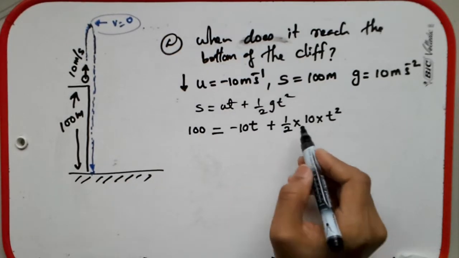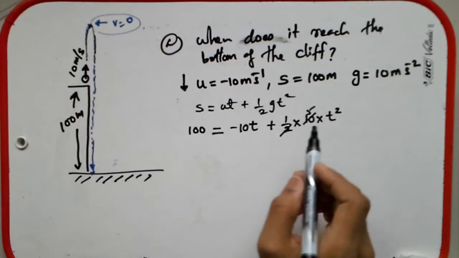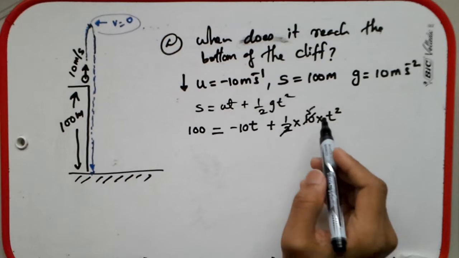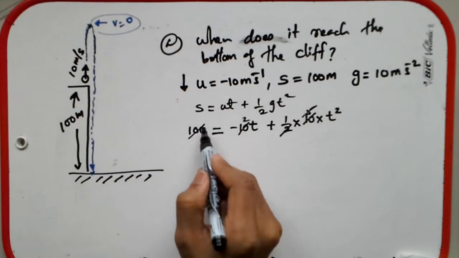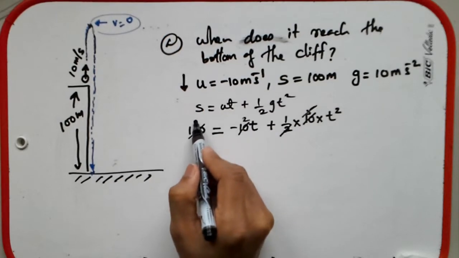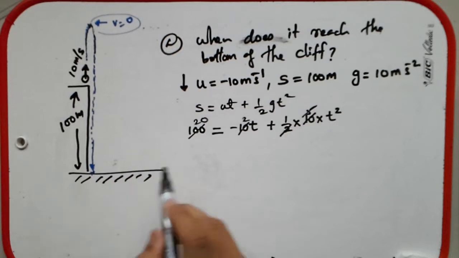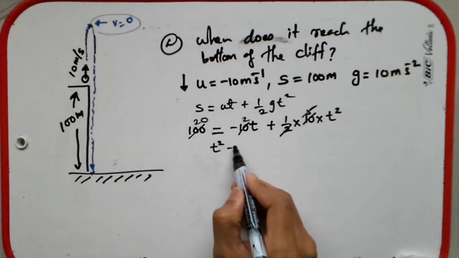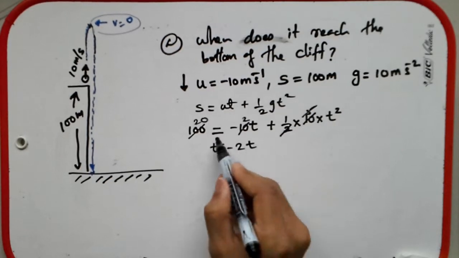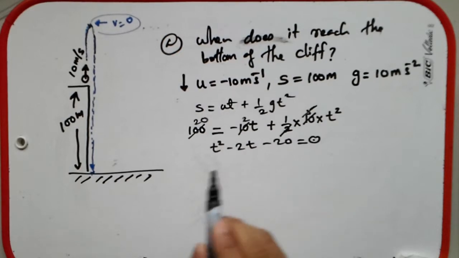Okay, so now you can simplify. This is 5. Again you can divide the entire equation by 5, so this becomes 1, this becomes 2. Here you will get 5, so 20. So t squared minus 2t minus 20 equal to 0. So from here you can find t.